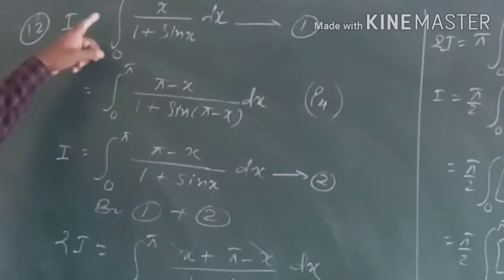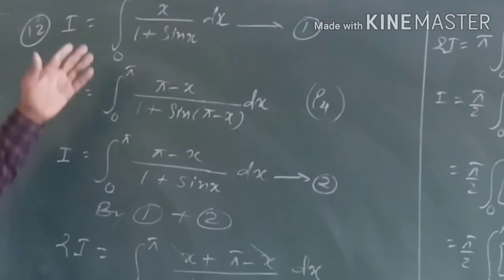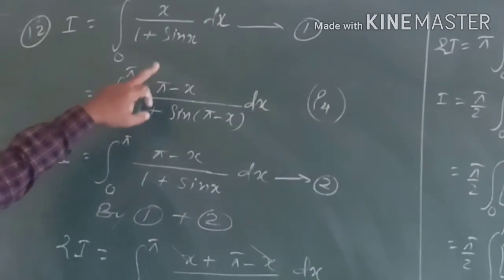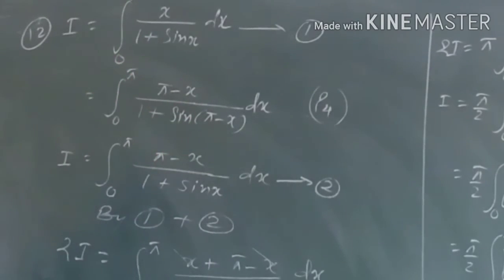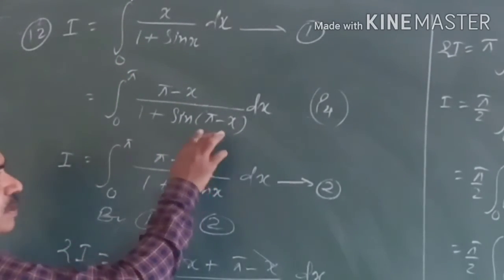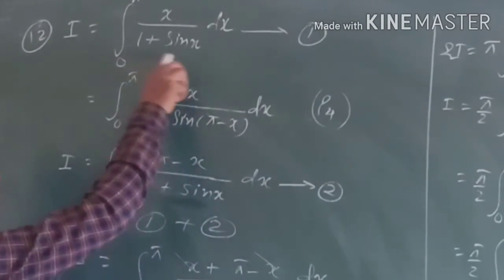Now next question, question number 12. Integral I from 0 to pi of x upon 1 plus sin x dx. Here once again use property number 4. So in place of x write pi minus x, and here also pi minus x. Since you know that sin of 180 minus theta is also sin theta, it will remain the same, 1 plus sin x.